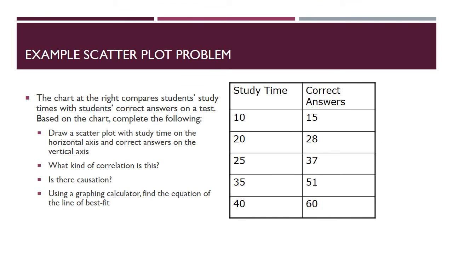So here's an example scatter plot problem. The chart at the right compares students' study time with students' correct answers on a test. Based on the chart, complete the following. So there's 4 things you need to complete here. The first thing you need to do is draw a scatter plot with the study times on the horizontal axis, the x-axis, and the correct answers on the vertical axis, the y-axis. I want to know what kind of correlation it is. I want you to know, is there causation? And then use the graphing calculator to draw in and find your equation for the line of best fit. Pause the video at this point to give yourself a chance to try it on your own.